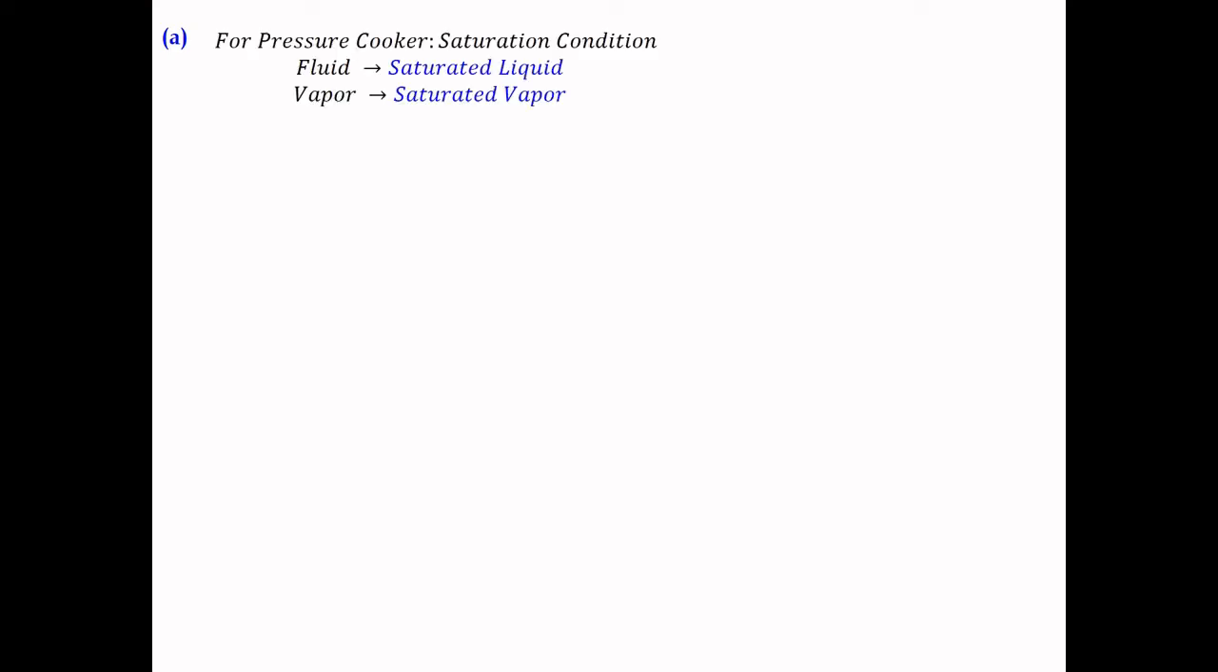Okay, if you consider the information given in the problem, we know that in terms of the condition of the water inside the pressure cooker, part of the water is in liquid form and part of the water will be in vapor form or steam form. So the condition for the pressure cooker in terms of water will be in saturation condition, where for fluid we refer to it as saturated liquid, and for vapor or steam we refer to it as saturated vapor.